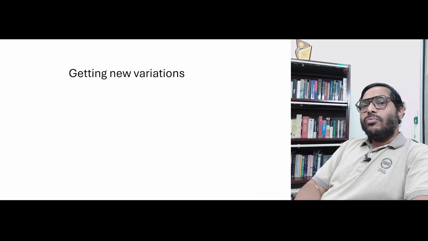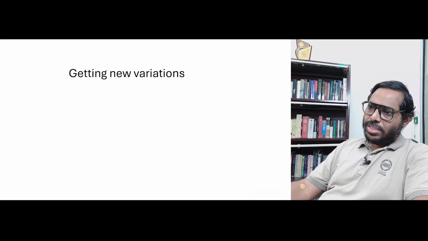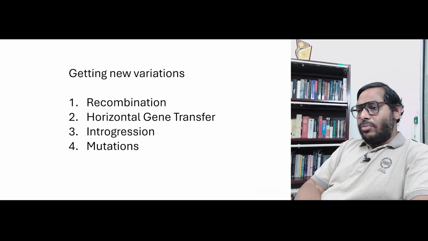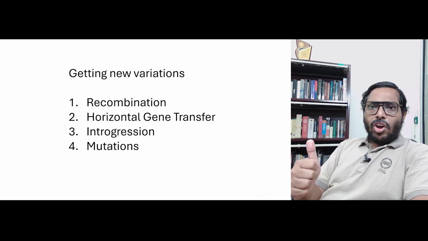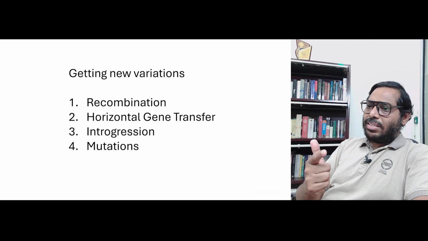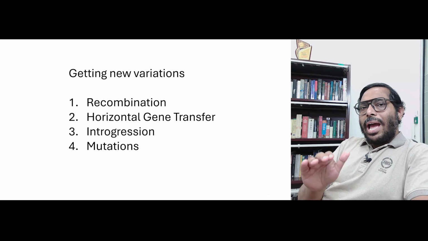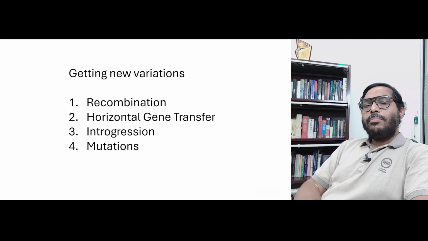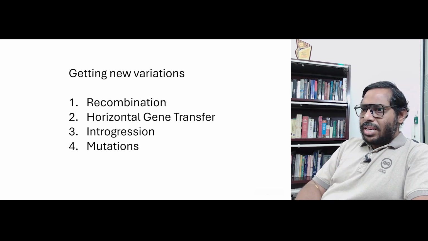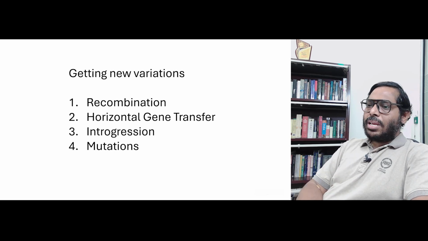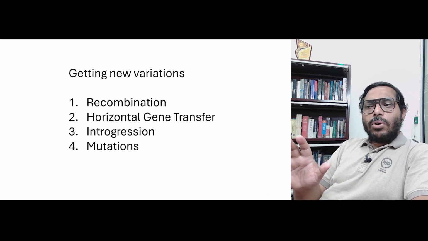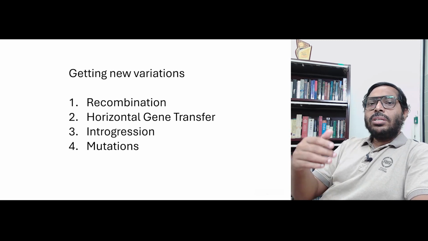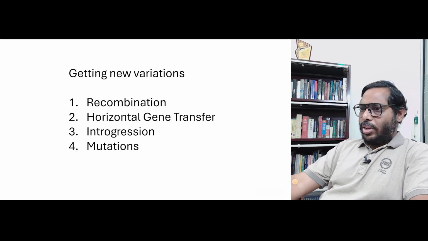So, that is what we are going to discuss next. What are the ways in which new variations are generated by populations? Now, there are four major ways in which new variations are generated. These are recombination, horizontal gene transfer, also called lateral gene transfer, introgression and mutations. These are all topics that you have seen or learned before in a basic genetics course. So, I will go through them a little fast. I will not talk about the mechanics of any of the topics, but I am in general going to talk about how these modes of generating new variation relate to evolution.